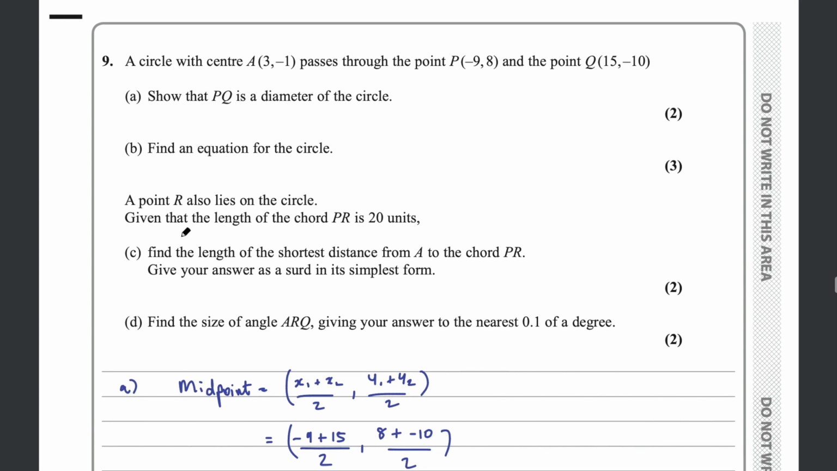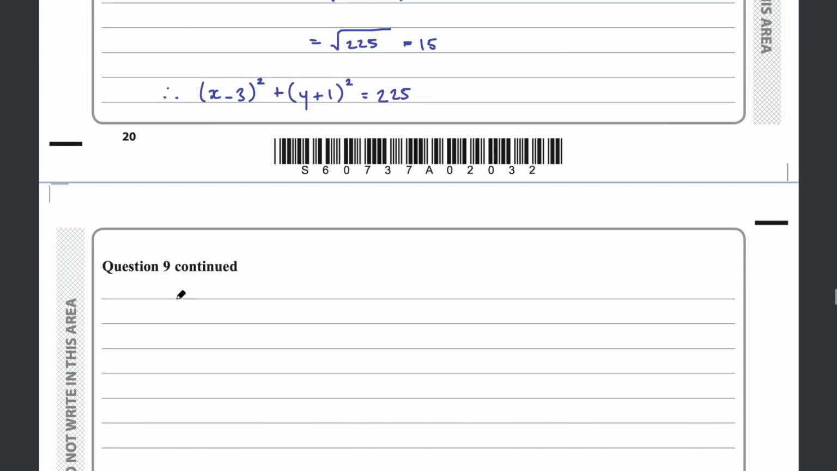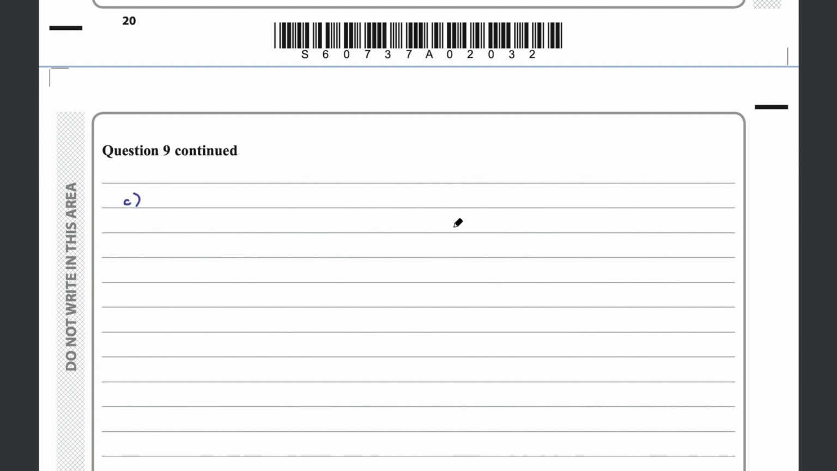And part C says a point R also lies on the circle. Given that the length of the chord PR is 20 units, find the length of the shortest distance from A to the chord PR. Give your answer as a surd in its simplest form. Okay, so you need to be familiar with finding the distance from the center to a chord. And this is like finding the other leg of a right angle triangle. I'll explain a bit about that in a minute.